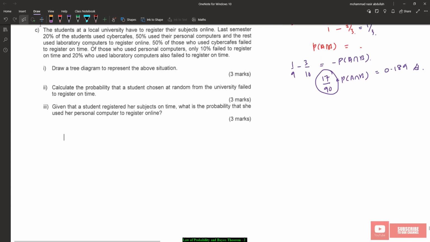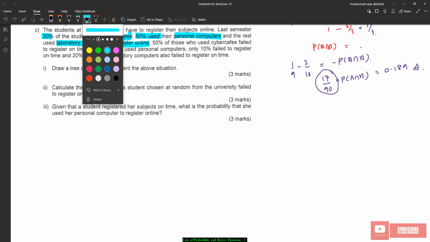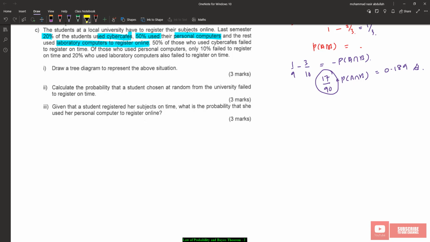Okay, kita tengok sini. The students at a local university have registered their subjects online. Last semester, 20% of the students used cyber cafes, 50% used their personal computers, and the rest used laboratory computers to register online. Right? So kita tengok statement ni dulu, because they want us to create a tree diagram.